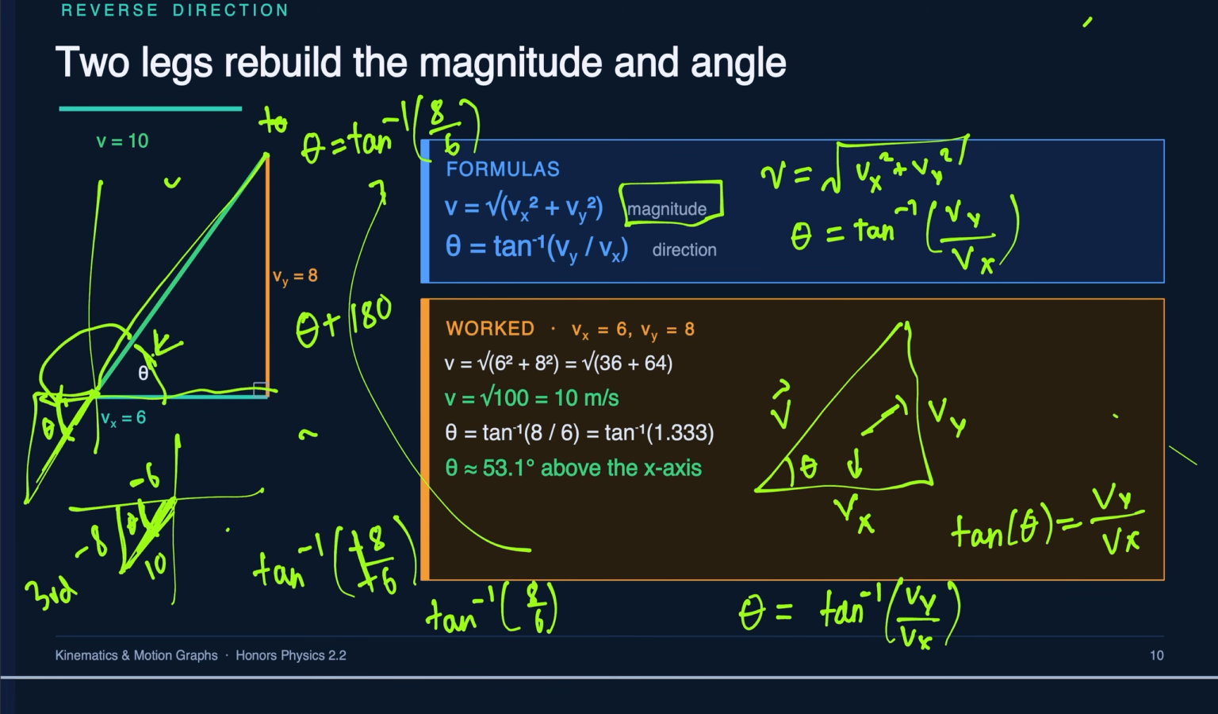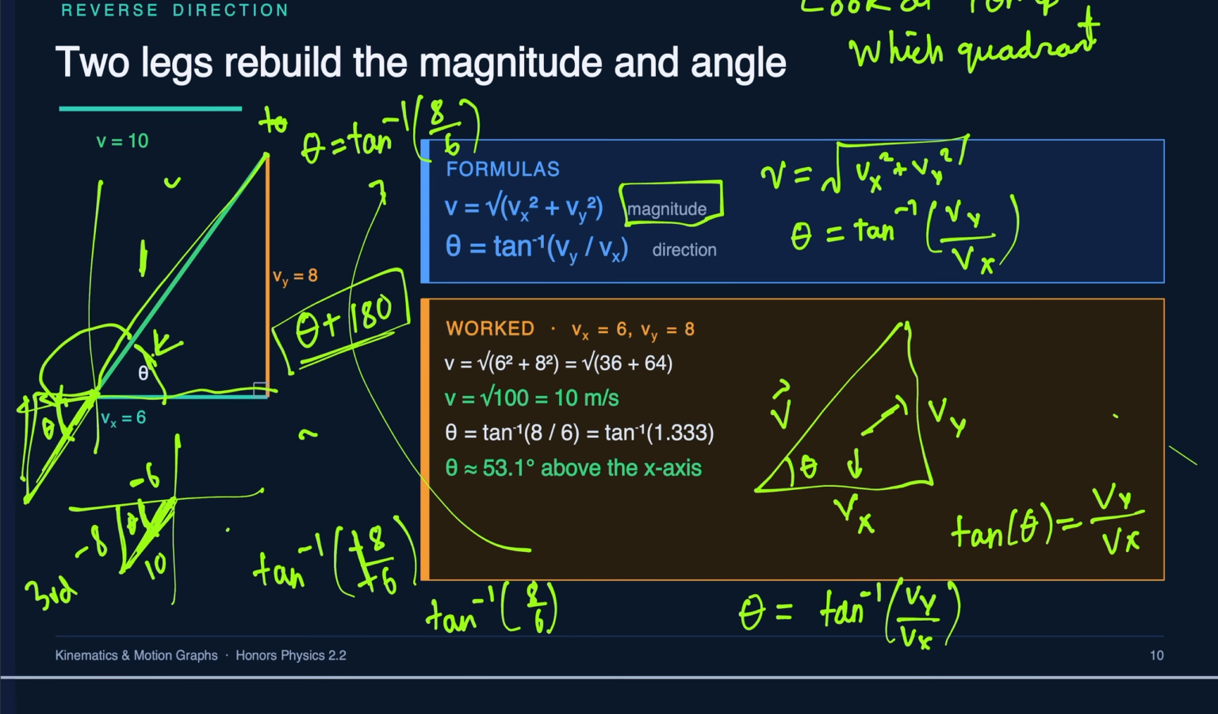So how do you know whether you do this or whether you don't do it? You have to look at the components and you have to see which quadrant they're in. According to that, you can check your answer and you can choose your answer, right? Or you could add 180 degrees to change it, to represent it accurately. So that's how you deal with these kinds of configurations.